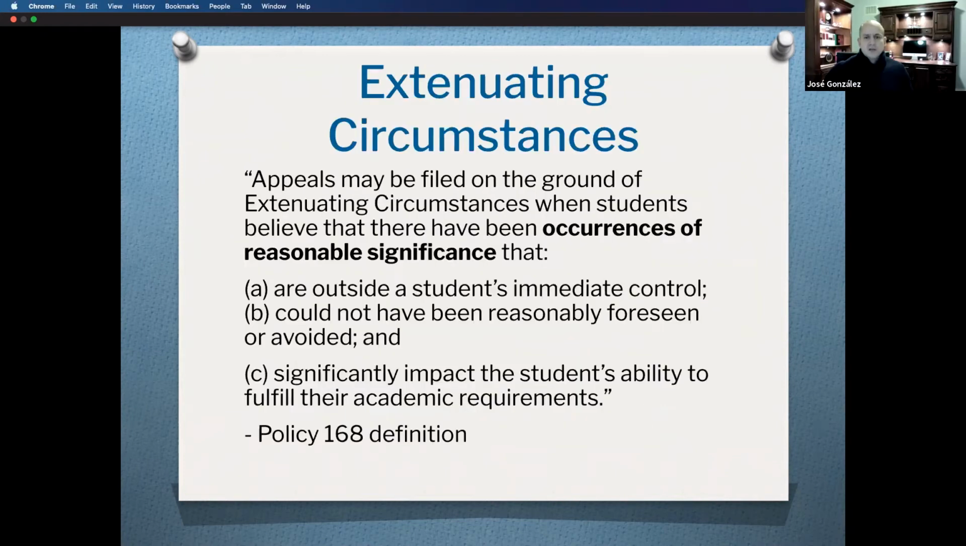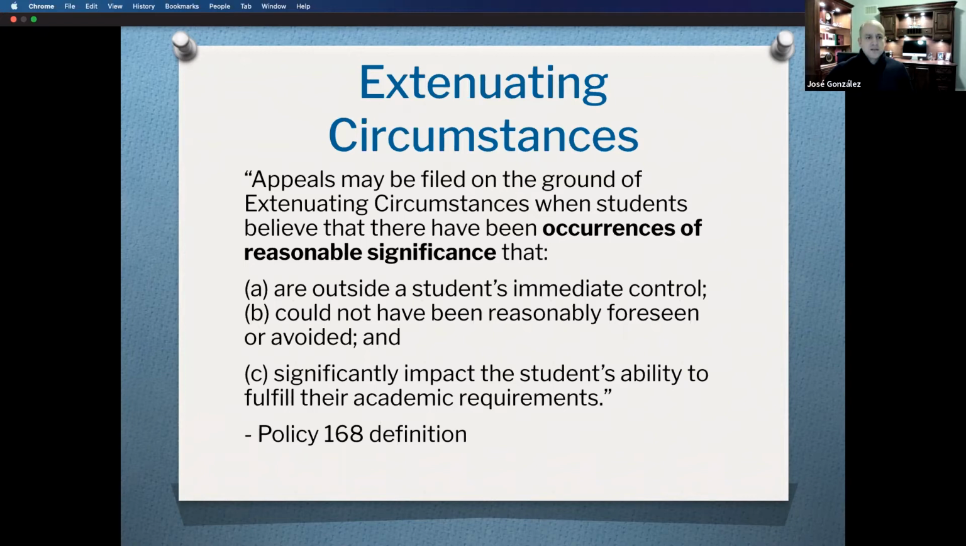Okay, let's talk about the first ground for appeal. You can find it in Policy 168, which is in force starting this semester. Extenuating circumstances was previously known as compassionate and health.